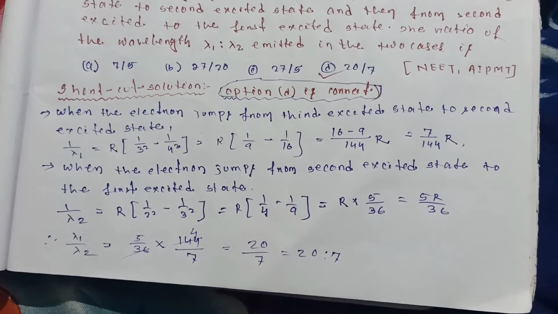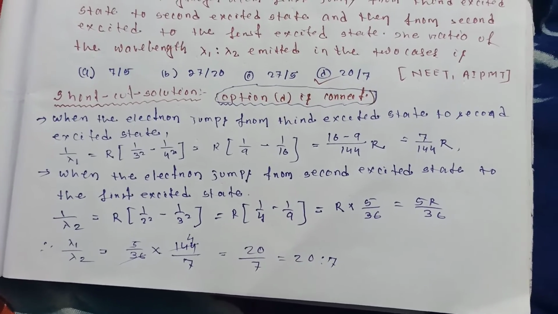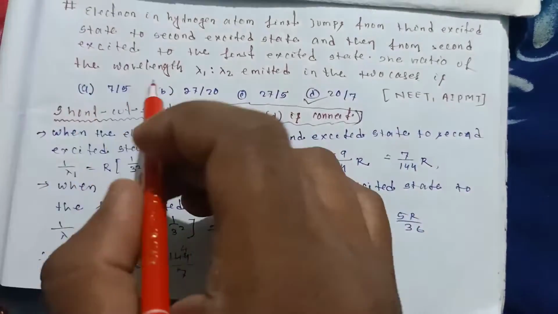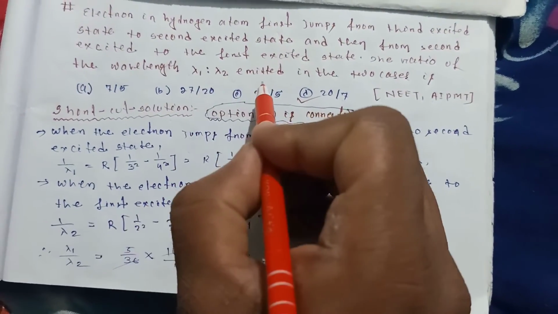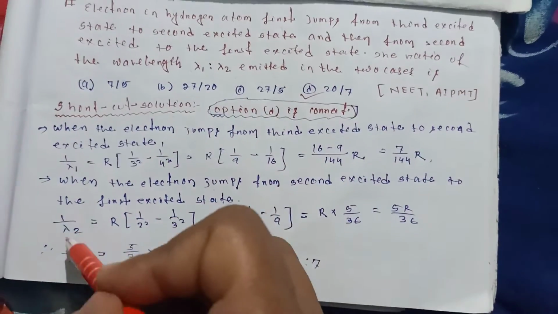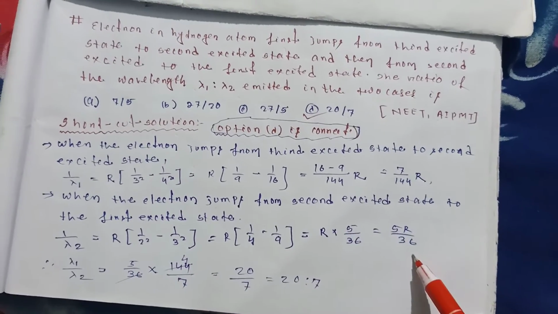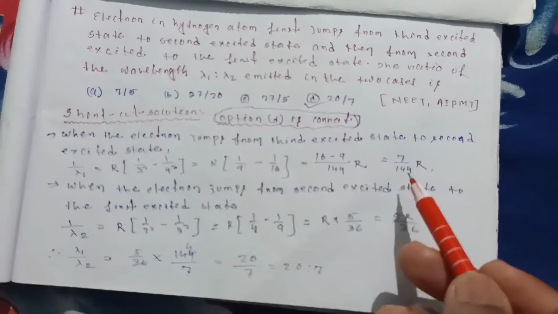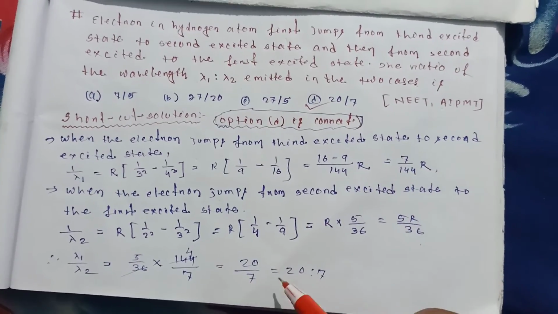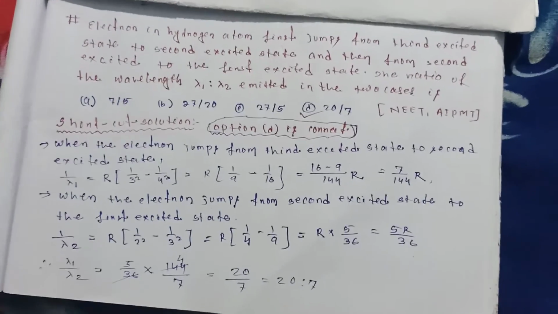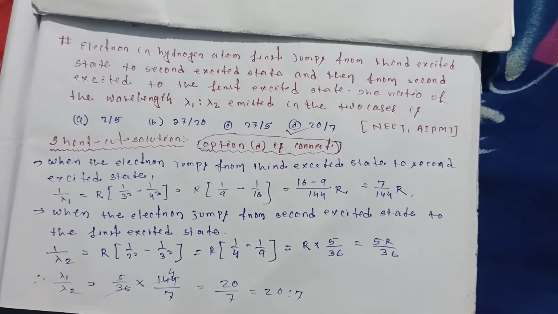But we have to calculate the wavelength ratio lambda 1 to lambda 2 for the two cases. So lambda 1 by lambda 2 is equal to 5 by 36 into the reciprocal of this, 144 by 7, so we get 20:7. So that means option D is correct.